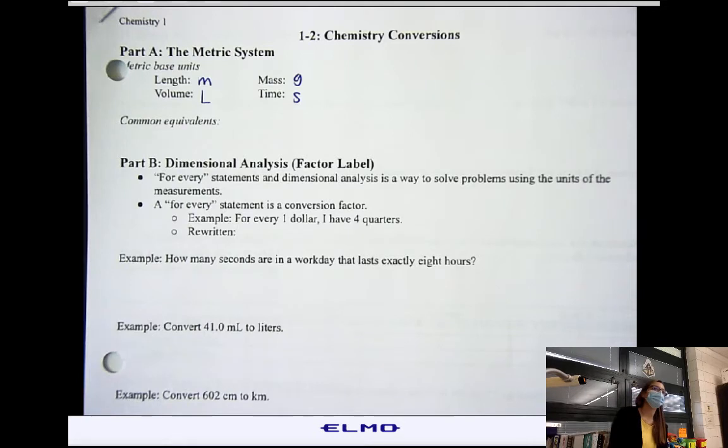We are not going to use feet. We're not going to use pounds. We're not going to use ounces. We're going to always stick to the metric system.